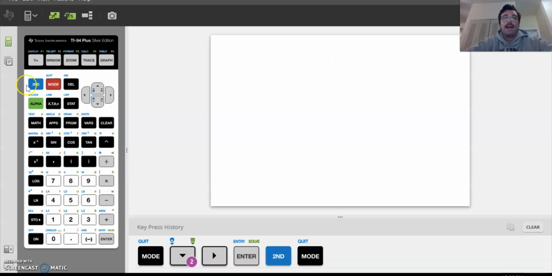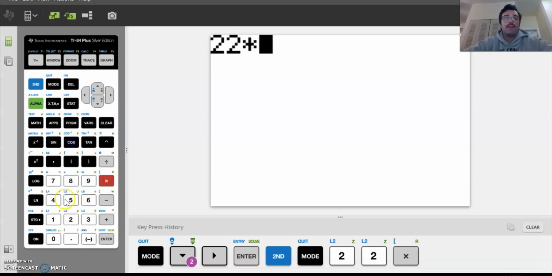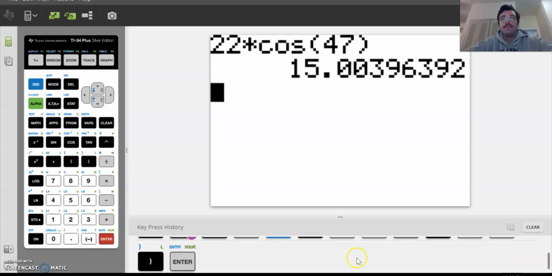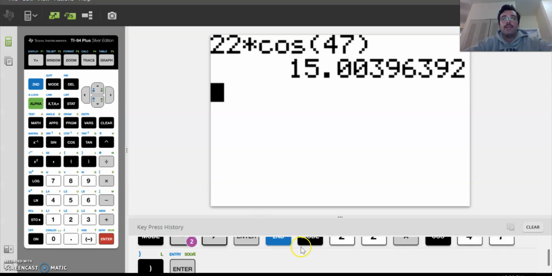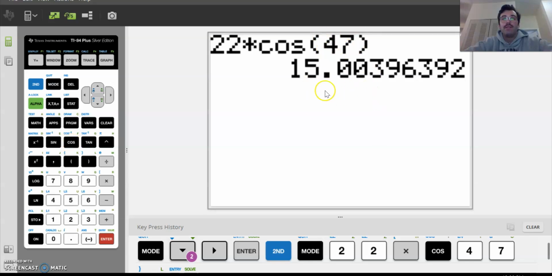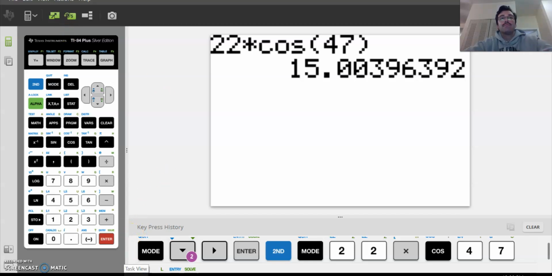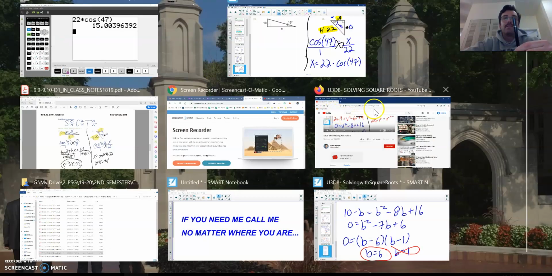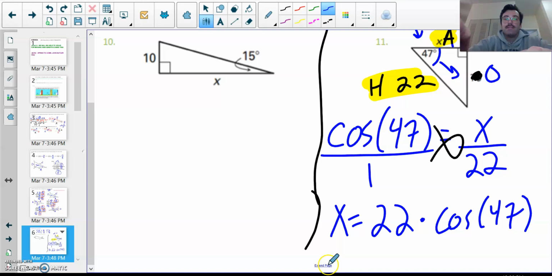I get out of there, and I need to do 22 times the cosine of 47, just like that, and press enter. Here's the keystroke: 22 times the cosine, which is my operator right here, of my angle 47, and I get about 15. A lot of these are going to be decimals, and that's okay. We can't be afraid of the decimals. There's not going to be a whole lot of exact answers here. So my answer is 15. x is 15.